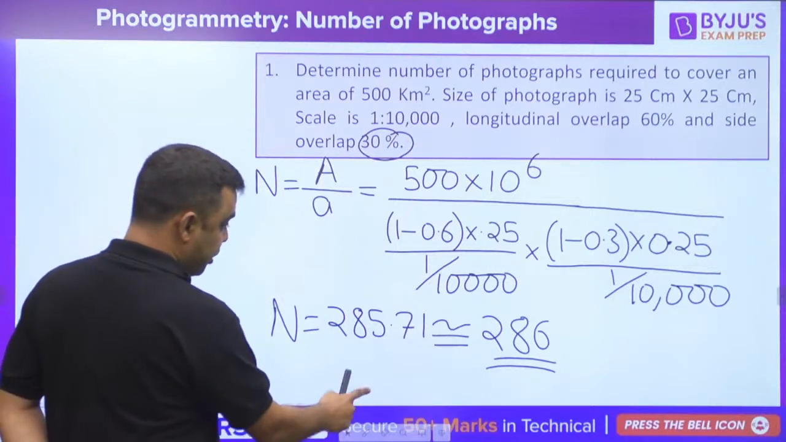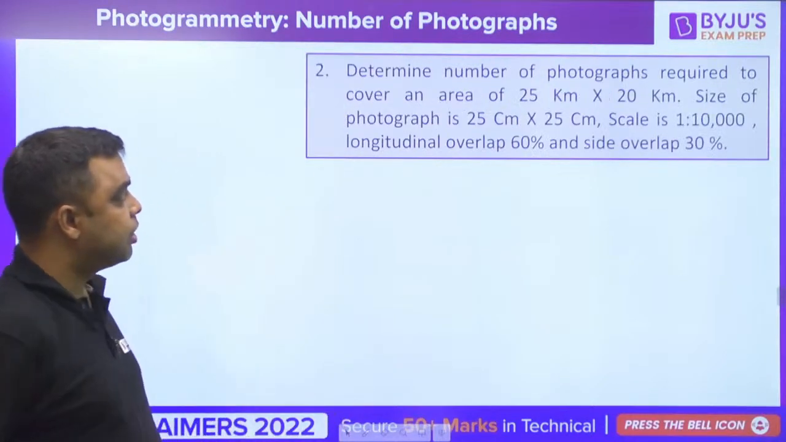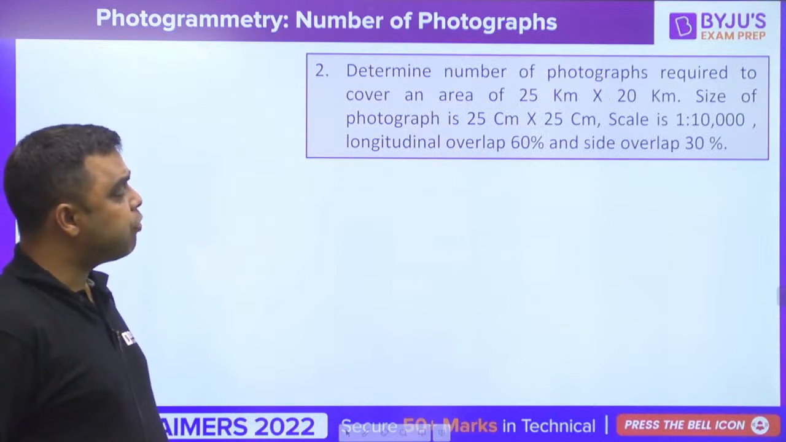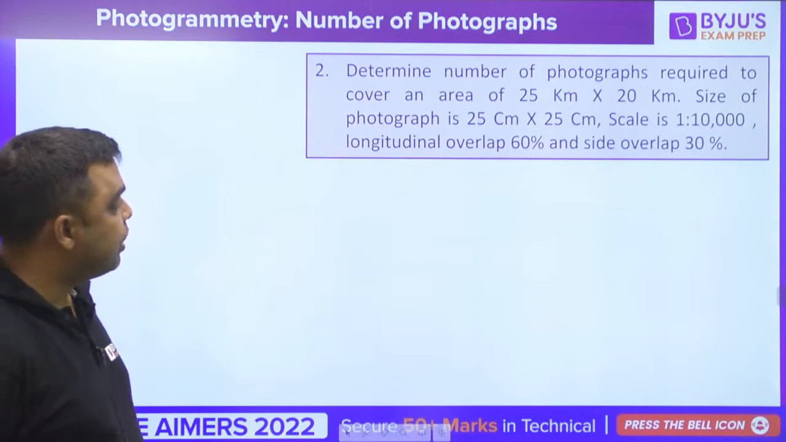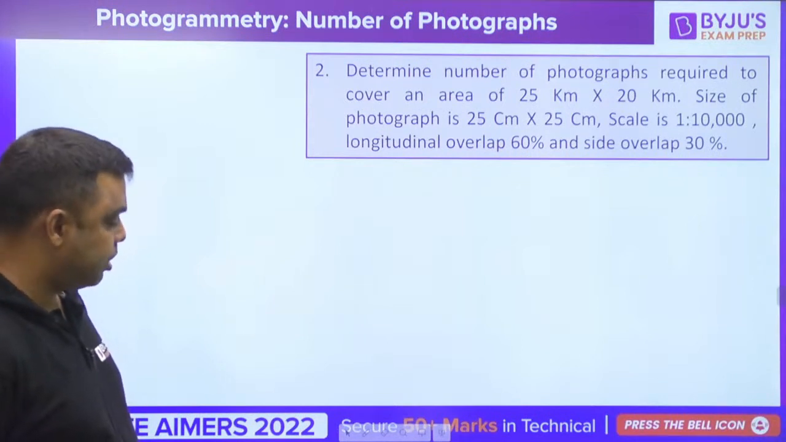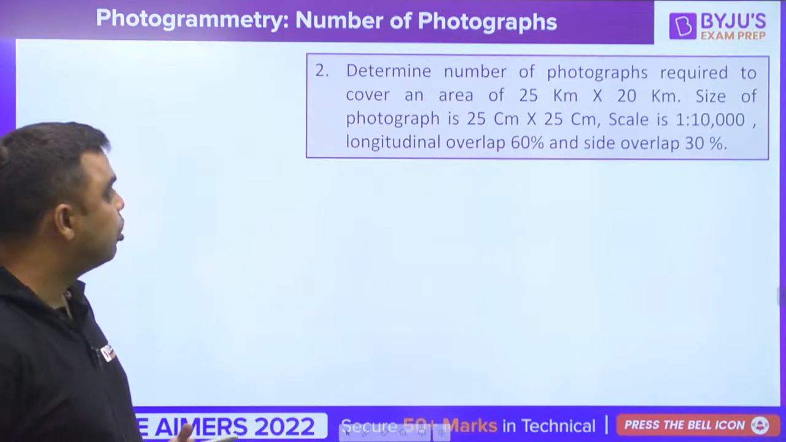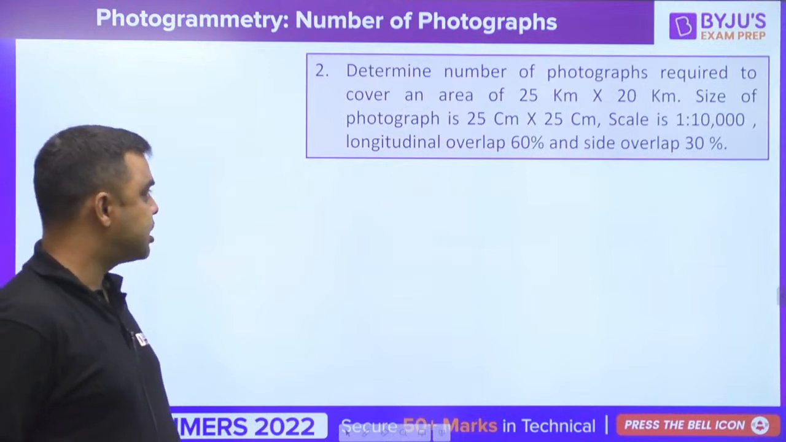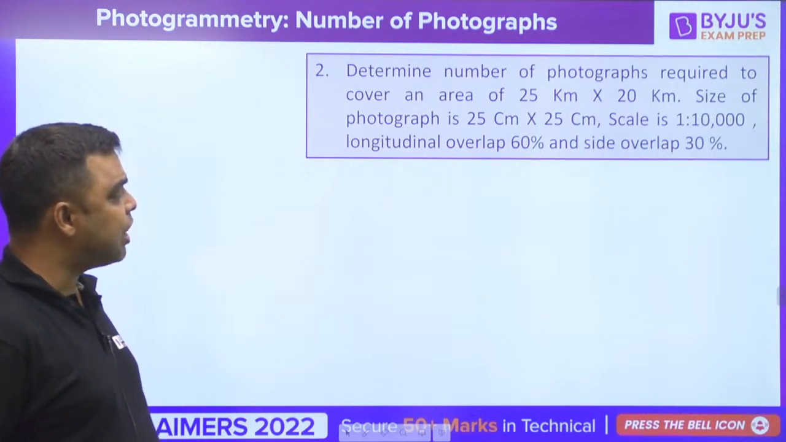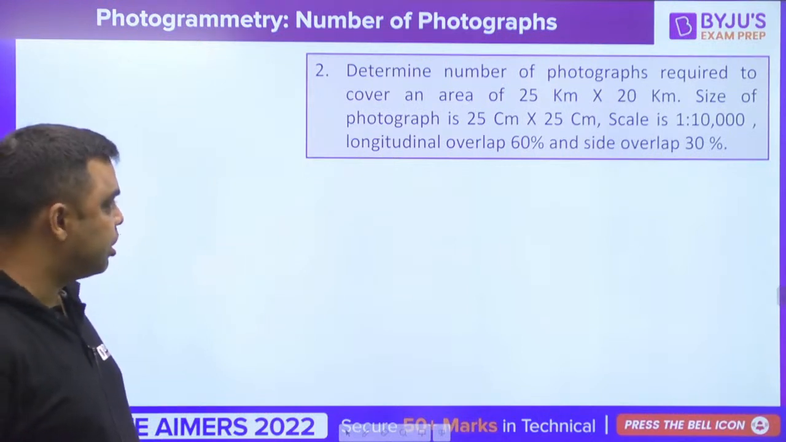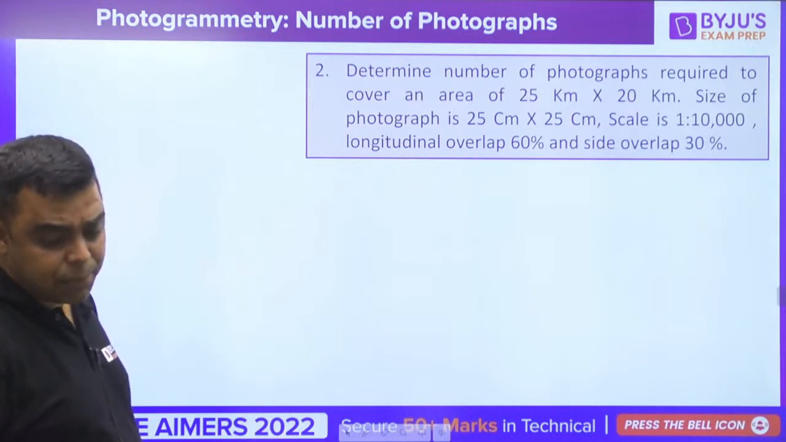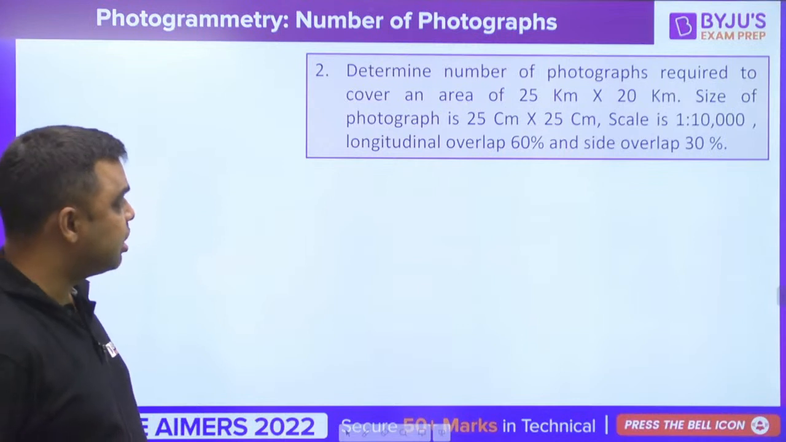Next question. Determine the number of photographs required to cover an area of 25 kilometer into 20 kilometer. Size of the photograph is 25 centimeter into 25 centimeter. Scale is 1:10,000. Longitudinal overlap is 60% and side overlap is 30%. Yes, Pandey, that is the answer.